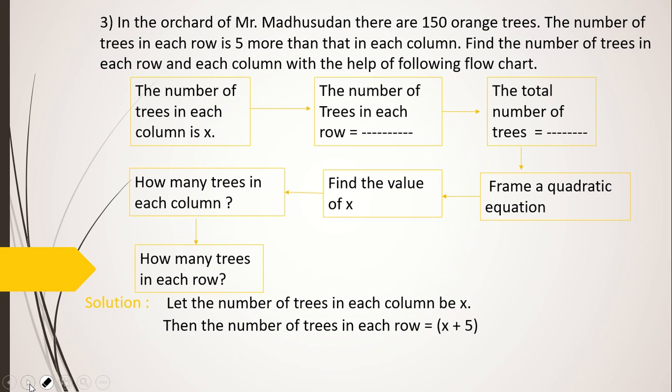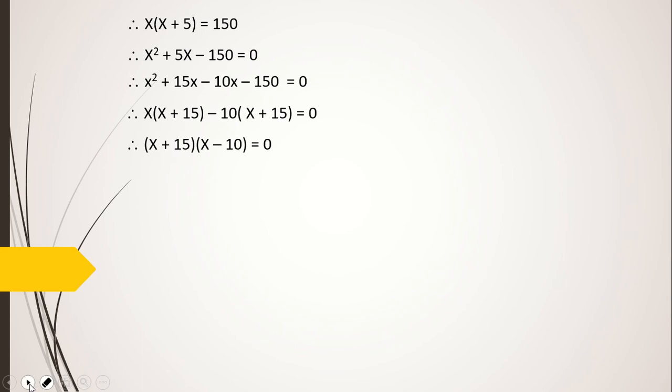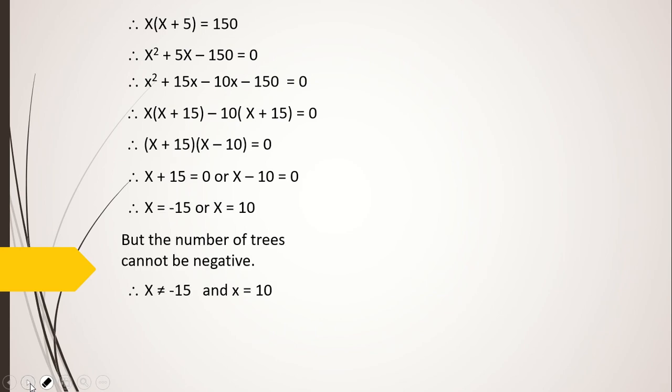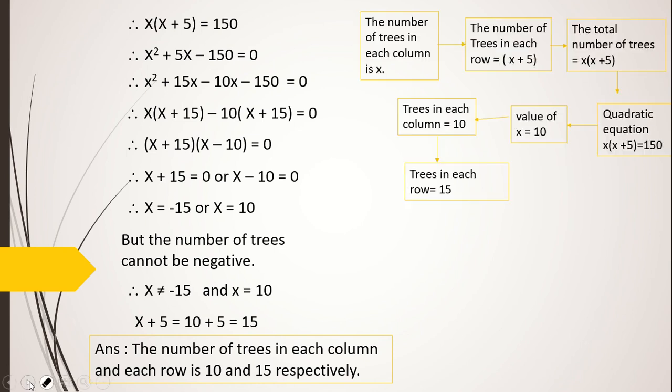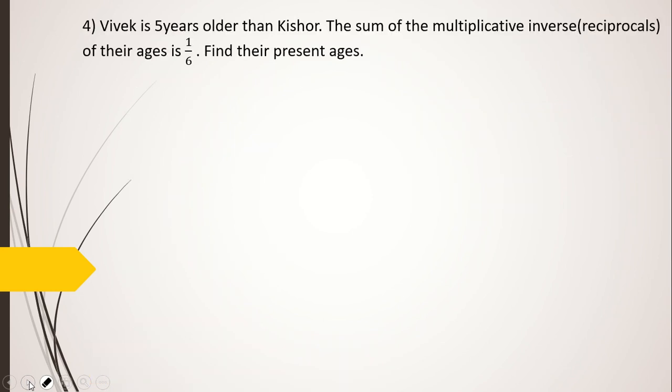We assumed the number of trees in each column to be x and in each row to be x plus 5. Then the total number of trees is x into x plus 5. And then we equated it to 150. We solved the quadratic equation. We got the values for x. Okay, and we chose the positive value, x is equal to 10. Therefore the number of trees in each column and each row is 10 and 15 respectively. This is how we answered in the flowchart. Okay, I hope it is clear. We'll move to the next sum.